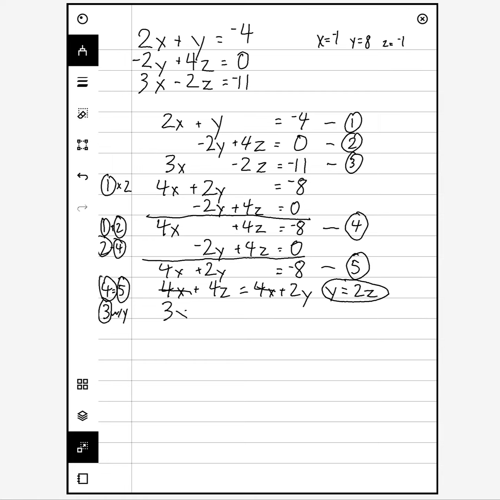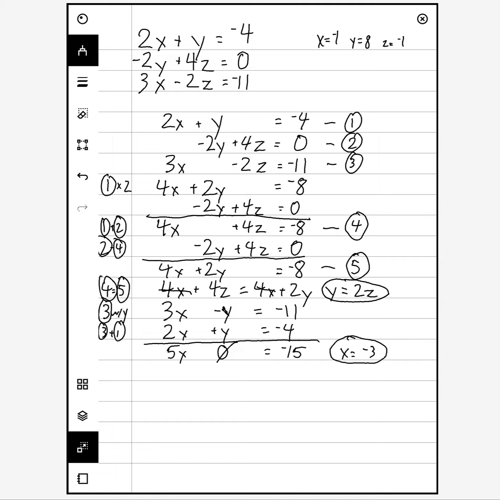So we're going to have 3x minus y is equal to negative 11. And then we're going to add equation 1. Okay, so I'm going to bring down 1 here, plus y equal to negative 4. Okay, add them. You get 5x, 0 y, that's what we want, is equal to negative 15. If 5x is equal to negative 15, that means x is equal to negative 3.